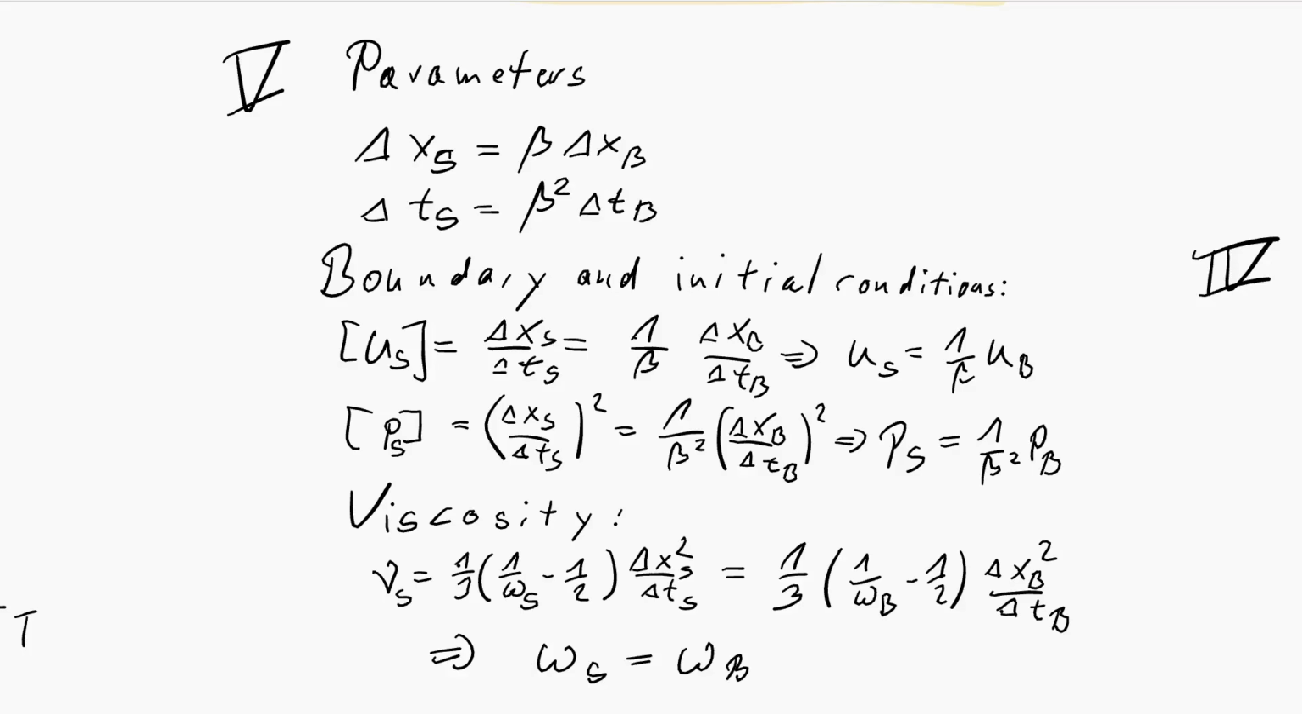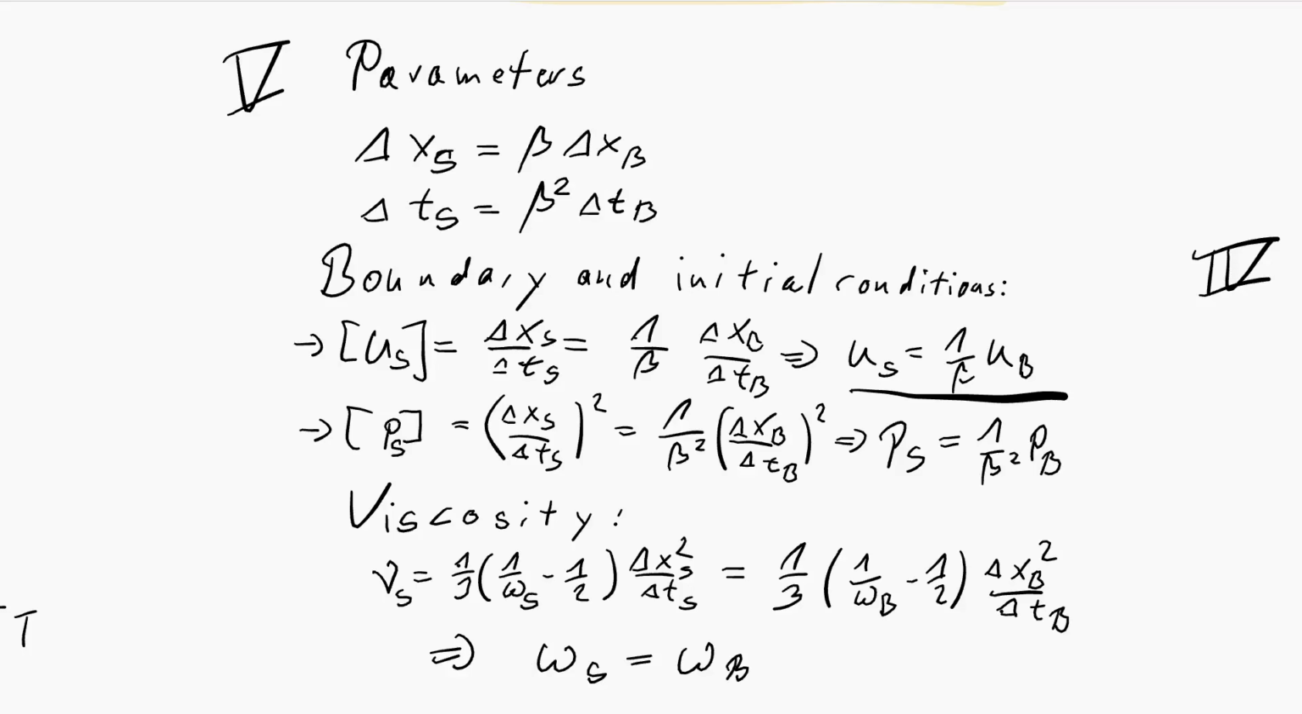This is not the only thing we have to scale. We also have to scale our boundary and our initial conditions, which basically means we have to scale the velocity u and the pressure p. If we take the units of velocity u, we see, of course, that it is delta x by delta t. And if we put this into the equation, we see that we have to scale the velocity by 1 over beta.